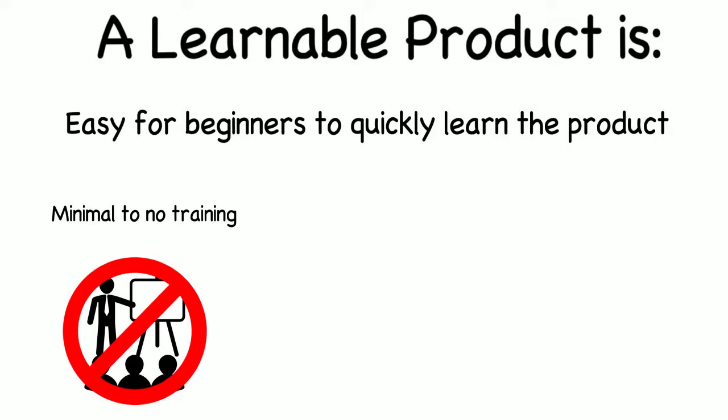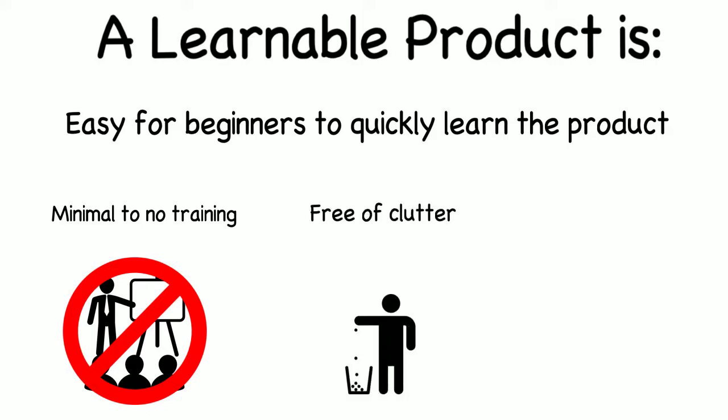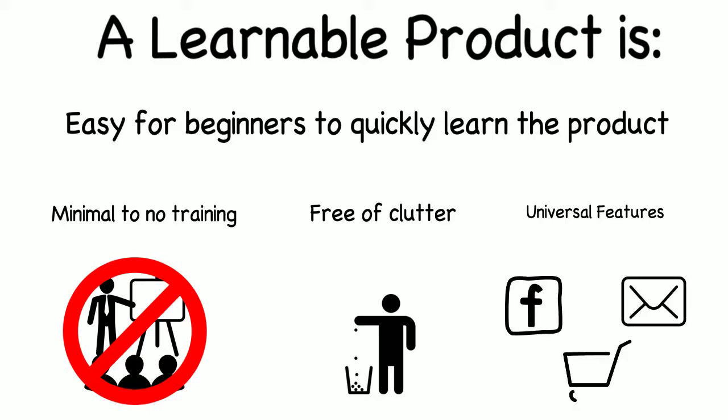For example, learnable interfaces should be free of clutter and have a simplistic design. Users should be able to understand the flow of navigation to complete a task. Regular features should be universal, such as icons. And through continued use, users should be able to progressively learn more advanced features.